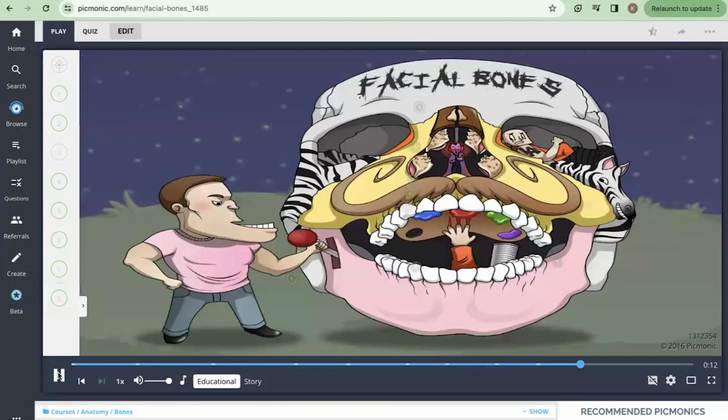So to recap, the facial bones are the vomer, nasal concha, nasal bones, the maxilla, mandible, palatine, zygomatic, and lacrimal bones.